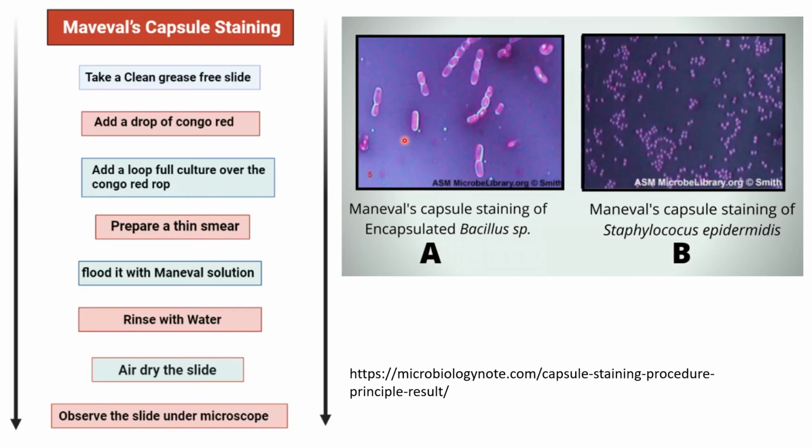So under a microscope, this is the appearance of Maneval's capsule staining. So we have here Bacillus sp. and Staphylococcus epidermidis, a coccus with capsule. As you can see, it looked like there is a halo around the cell, so that is the capsule. And the capsule, again, is made up of polysaccharide, and of course, some also have polypeptide. Okay, and so this is a mucoid polysaccharide.